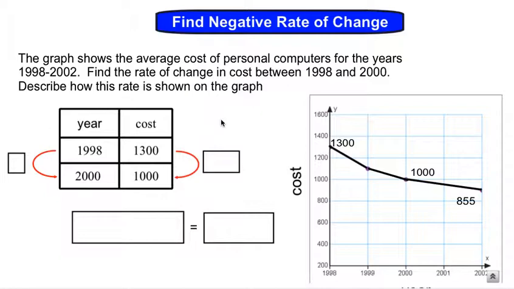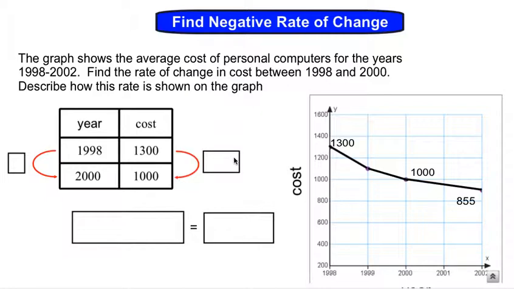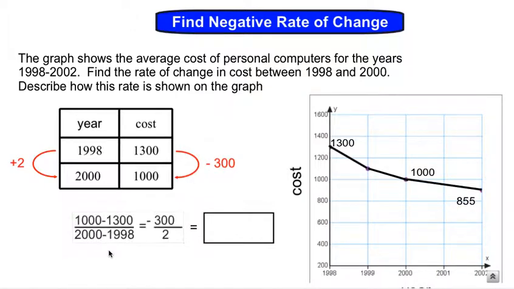And it looks like I'm going to have a little issue here because I added a text box in there, so that should help. So that difference was 300. It went down 300, but the year went up by 2, right? So our rate of change, we're going to take the negative 300 divided by 2, which gives us a minus $150 per year as our rate of change.